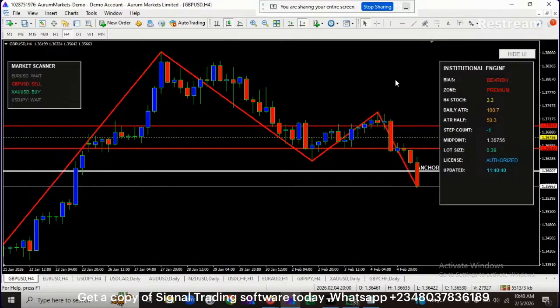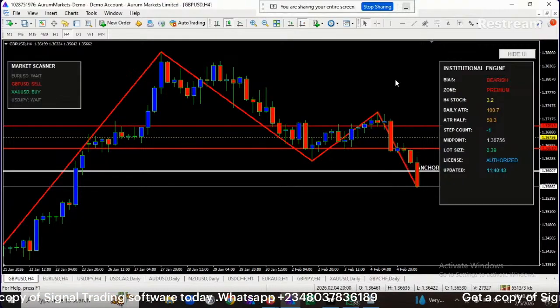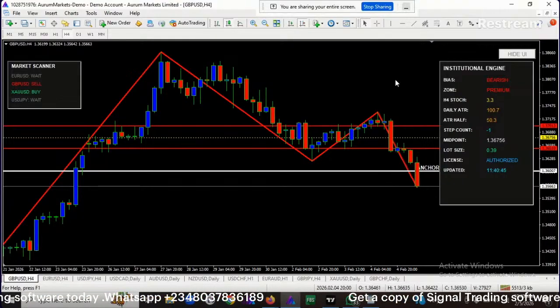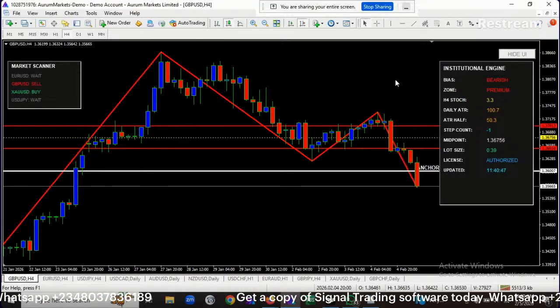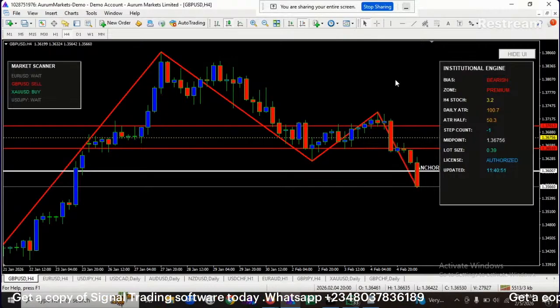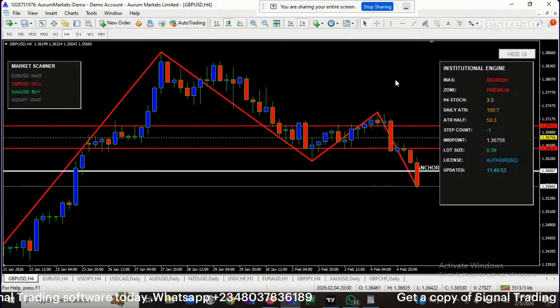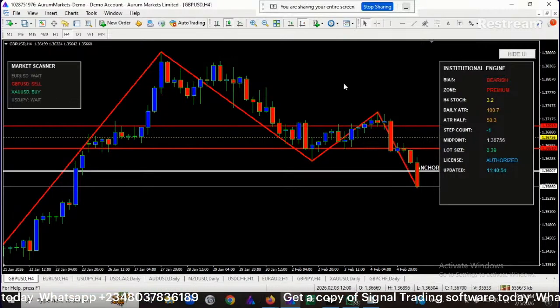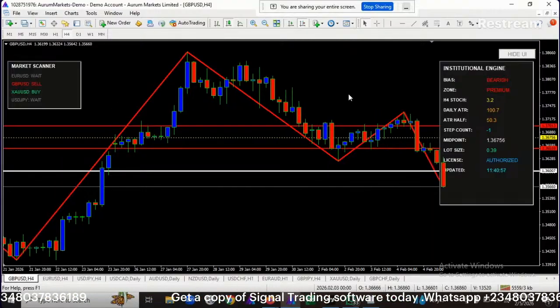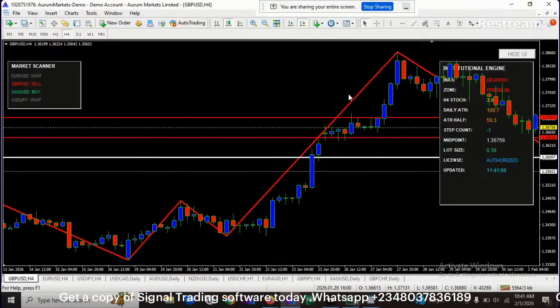Nobody knows. You could have a valid setup, and that setup can still go against you. That's the market for you. So to protect yourself, to preserve your capital, you apply your stop loss. Okay. So this is an example. Let me look for one more bullish example too.